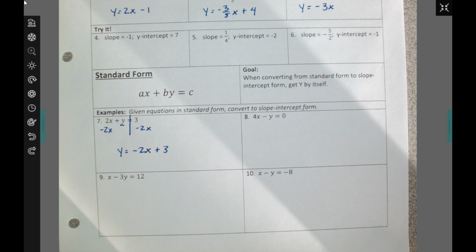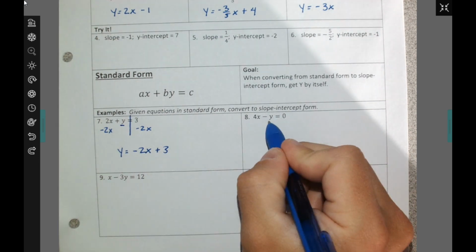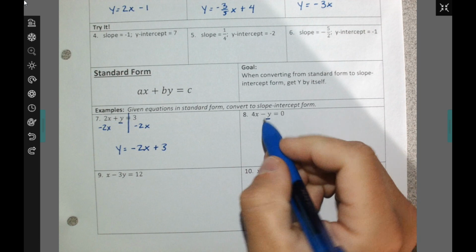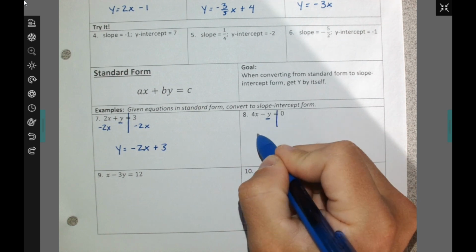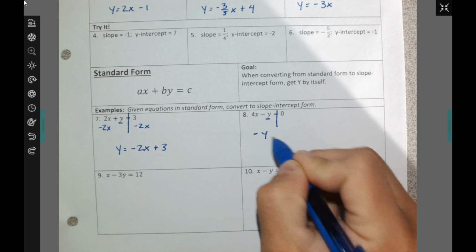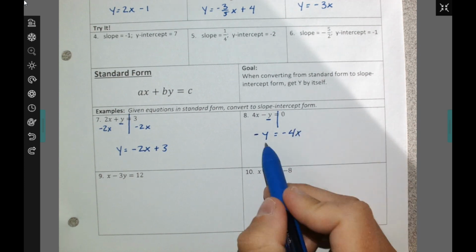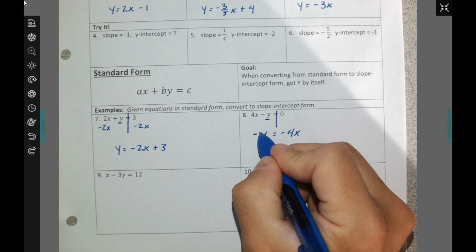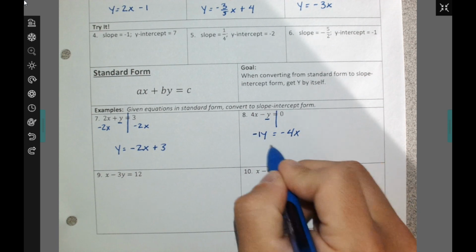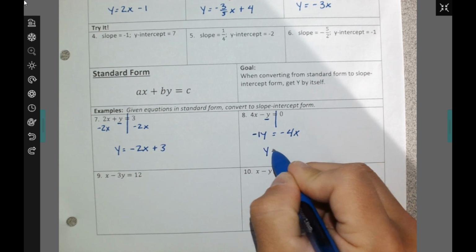Okay. Number 8, go ahead again. You find your y. It's right there. So to move the 4x over, I subtract it. It's going to give me negative y equals negative 4x. And then since we have a negative y, that's the same thing as a negative 1. So I'm going to divide each side by negative 1. Get y equals 4x.